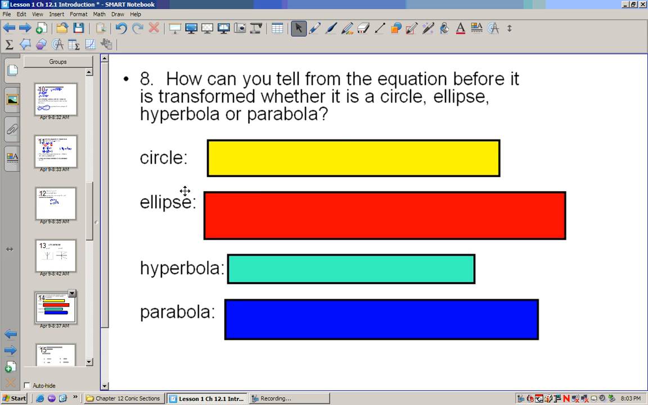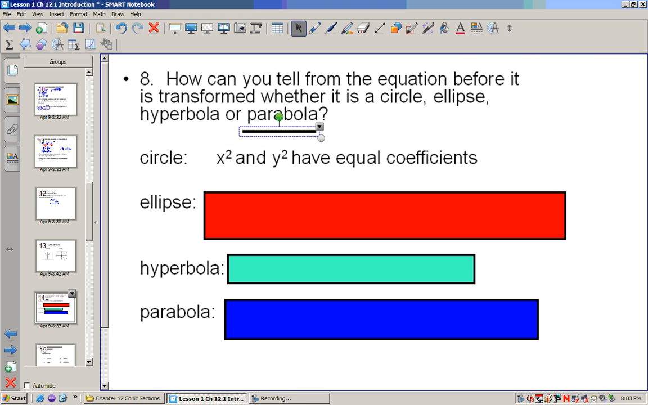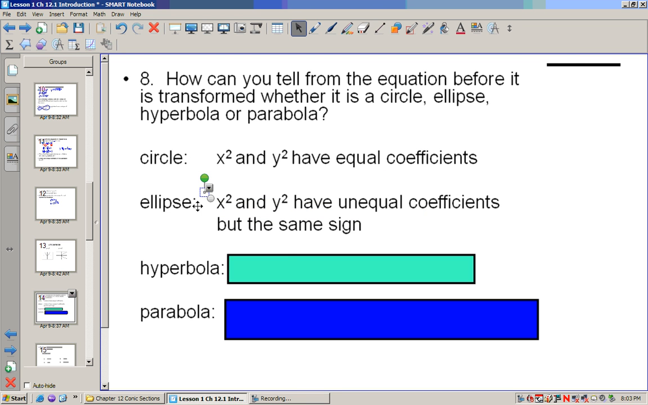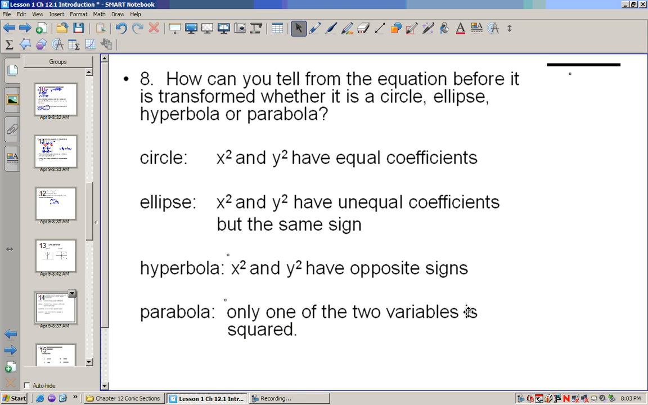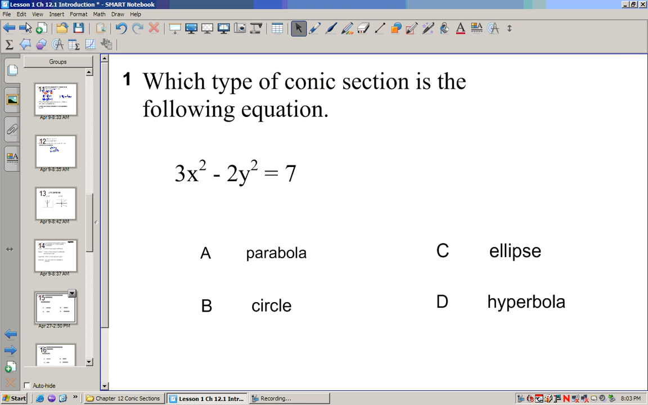So how can we tell if something is a circle? Well, the x and the y will always have the same coefficients. If we wanted to see if it was an ellipse, x and y would have unequal coefficients, but the same sign. If it's a hyperbola, x squared and y squared will have opposite signs, and a parabola is the easy one. Only one of the two variables is squared. Now it's easy, but some people get caught up with searching for these three, and they forget about the parabola.